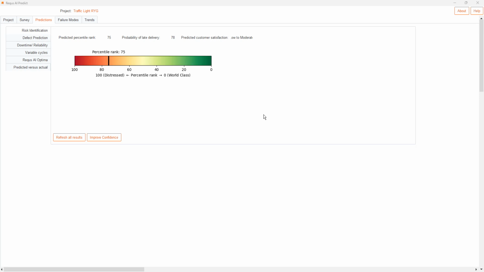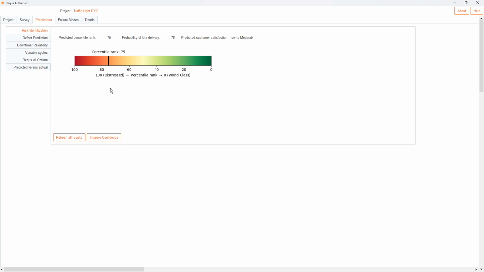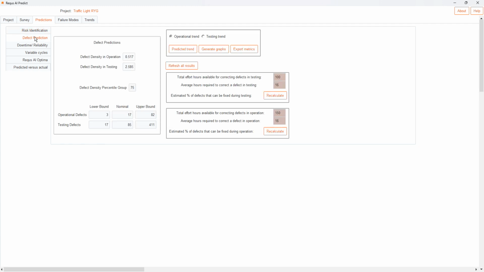At this point, we have completed the survey of questions. We have taken a look at the risk identification. The next step is to look at the predicted defects. The defect prediction comes directly from the risk identification. You can see there the percentile group is carried forward. That is what determines the predicted defect density in both operation and testing.